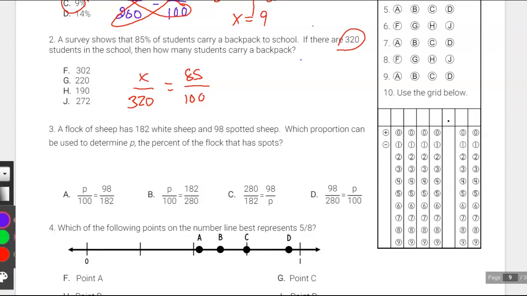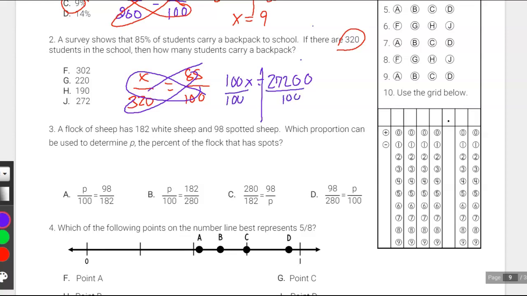So when I cross multiply, I'm going to get 100 times x equals 85 times 320, which is 27,200. All right. And I want to isolate the variable, so I'm going to draw my line. This is multiply. I'm going to do the opposite. I'm going to divide by 100. So x equals, and since both of them end in 0, I can just cross those out. X equals 272. J is my answer.